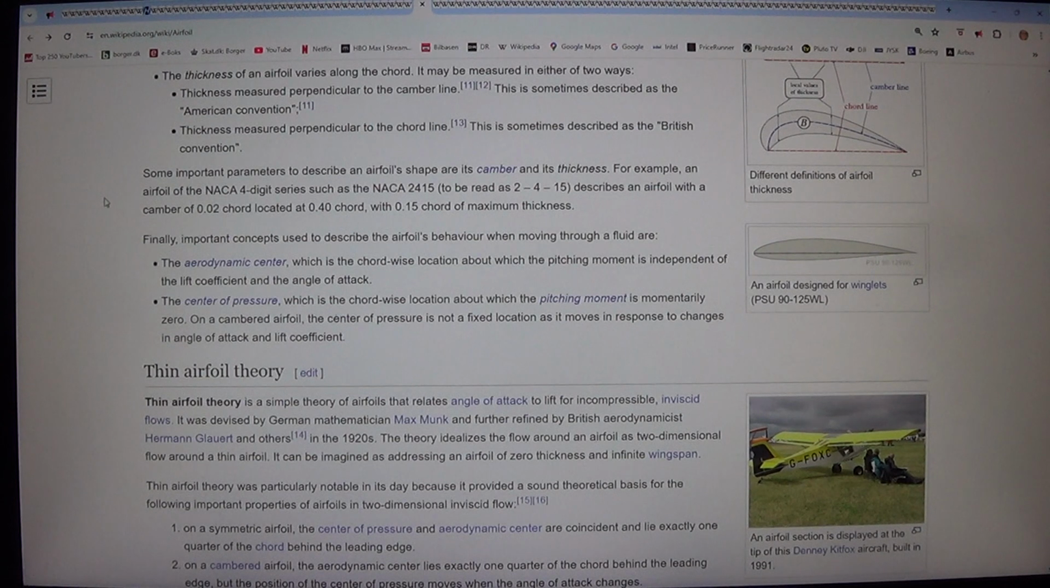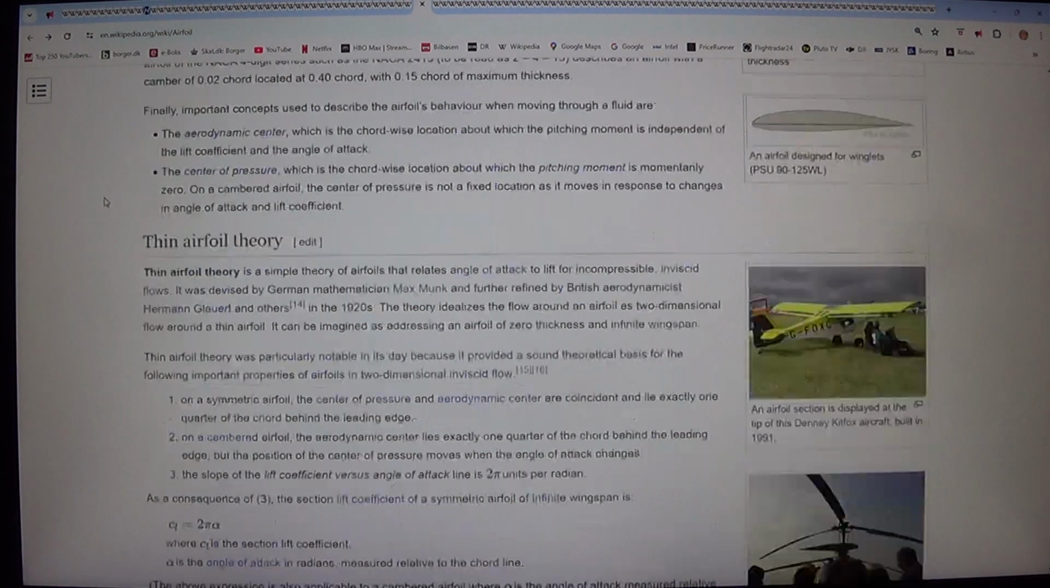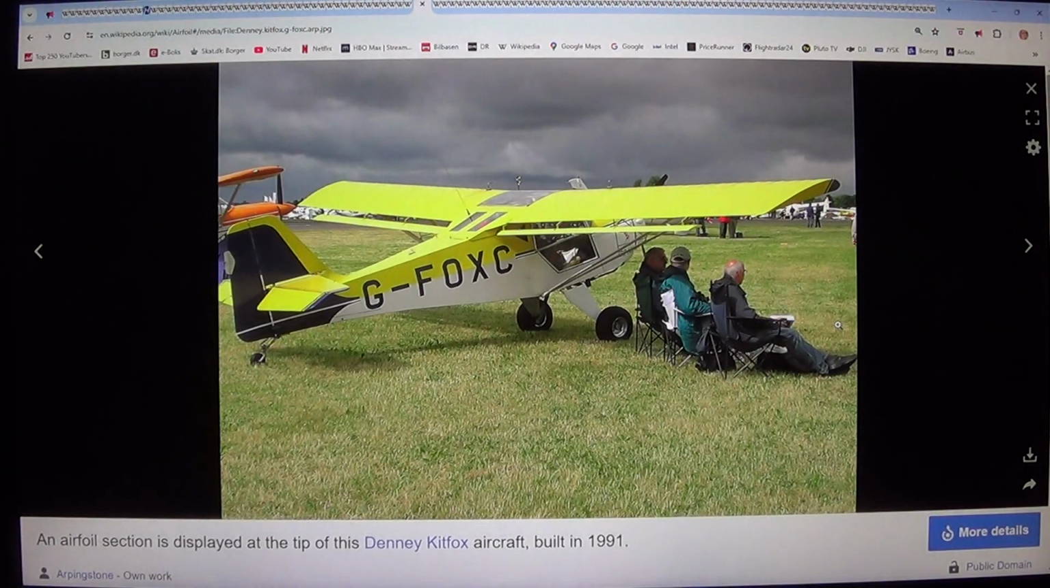Finally, important concepts used to describe the airfoil's behavior when moving through a fluid are: 1. The aerodynamic center, which is the chord-wise location about which the pitching moment is independent of the lift coefficient and the angle of attack. 2. The center of pressure, which is the chord-wise location about which the pitching moment is momentarily zero. On a cambered airfoil, the center of pressure is not a fixed location as it moves in response to changes in angle of attack and lift coefficient.